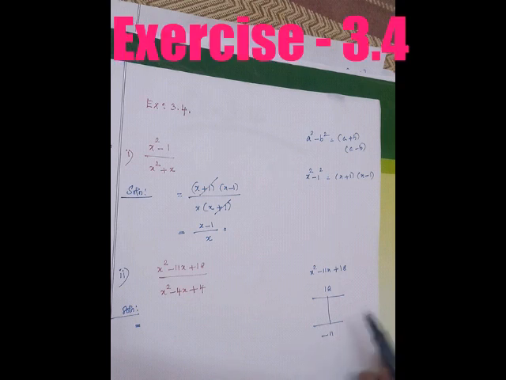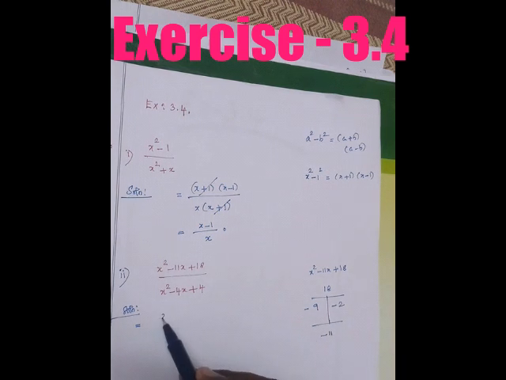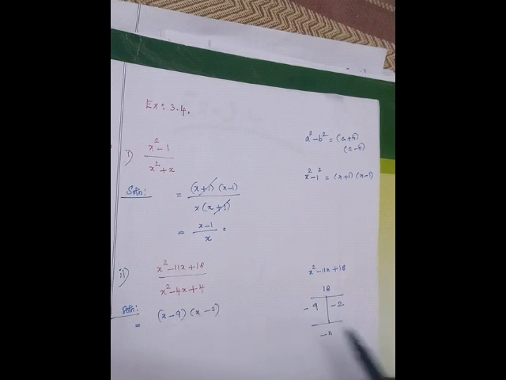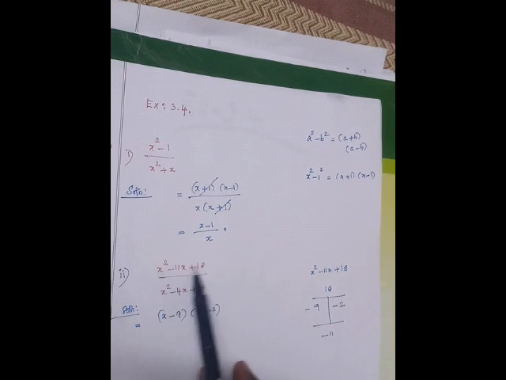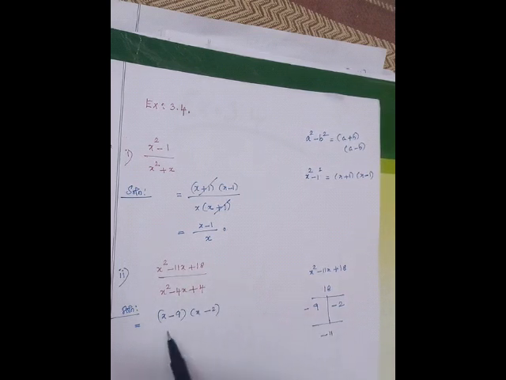Now we have to find the two numbers. It is very easy: 9 and 2. If we assign minus for both numbers, minus 9 into minus 2 equals plus 18, and minus 9 minus 2 gives minus 11. Therefore, it can be written as x minus 9 and x minus 2. We just assign the variable. Variable is x. If the variable is y, we write y minus 9 into y minus 2 like that.